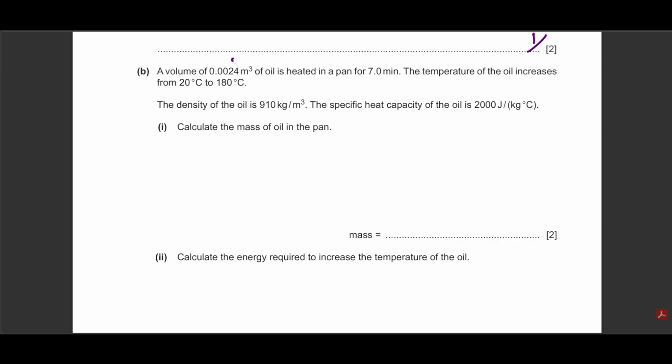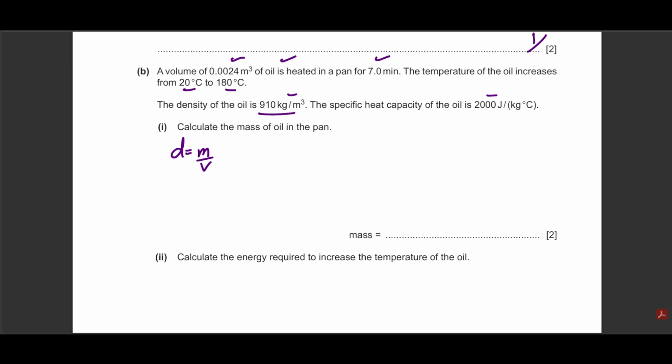A volume of this oil is heated in about 7 minutes. The temperature increases from 20 to 180. The density of the oil is this much. The heat capacity is this much of the oil, I believe. Yes. Calculate the mass of oil in the pan. Now, this part only wants you to use the density is equal to mass over volume bit. That's what he wants to test in this part. So please make sure that you appropriately write down the formula, that is density is equal to mass over volume.